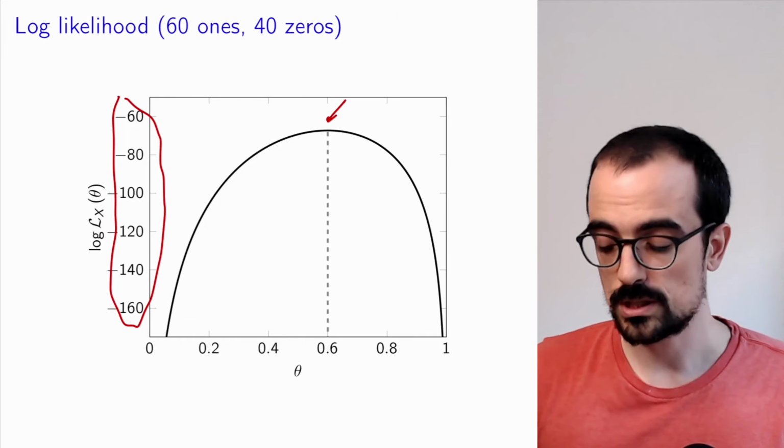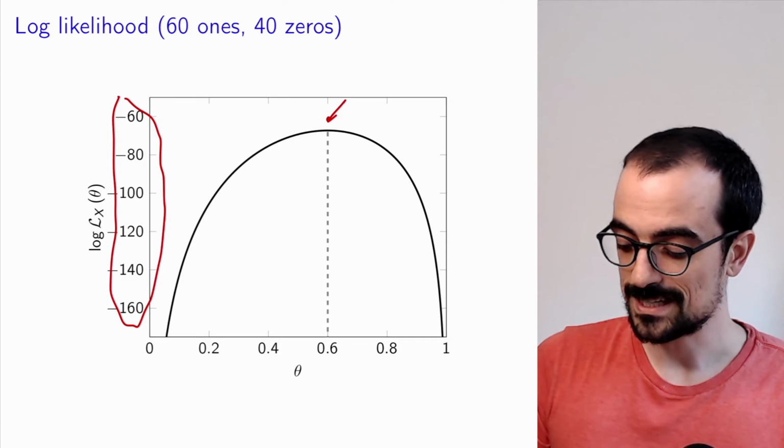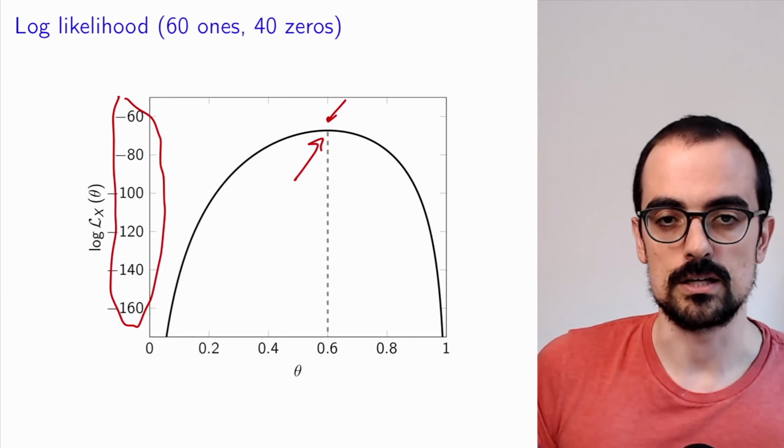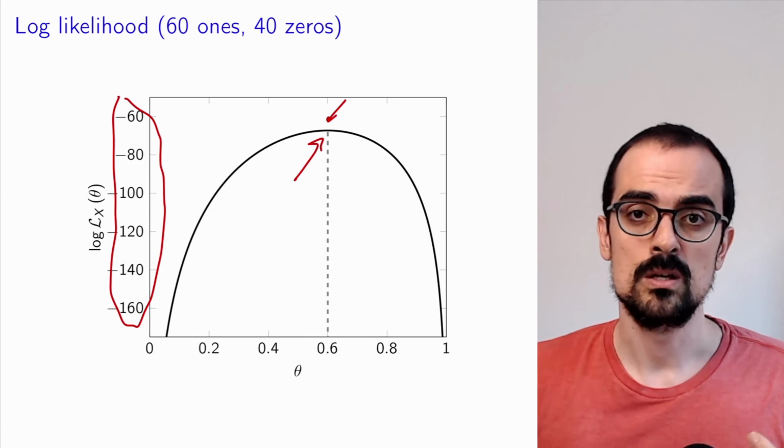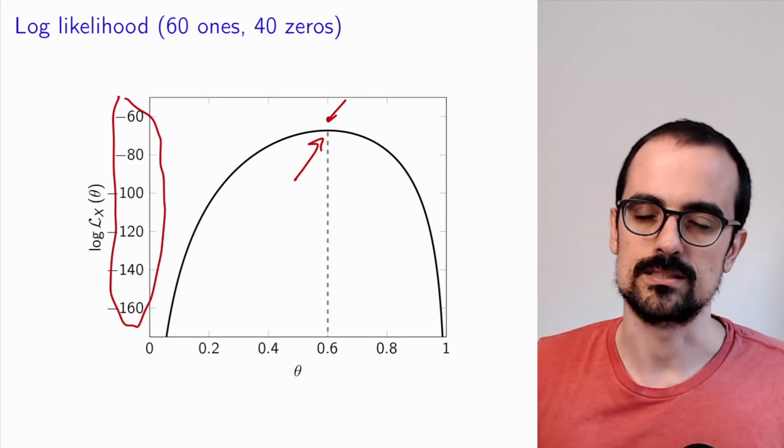In order to choose theta, we're going to choose the maximum because that is the value of theta for which the data have the most probability according to our parametric model, which makes the parametric model more consistent with the data.